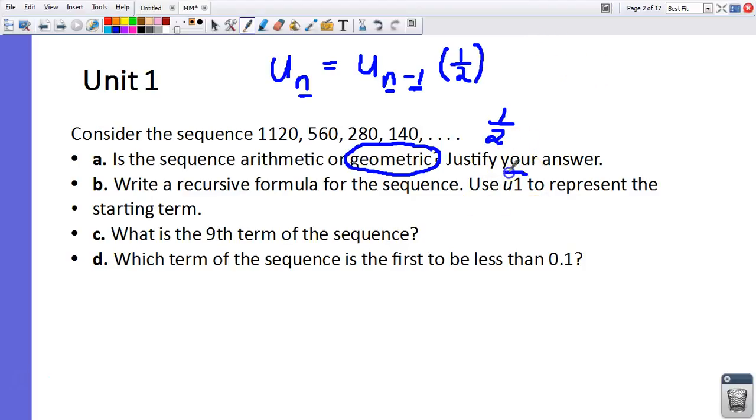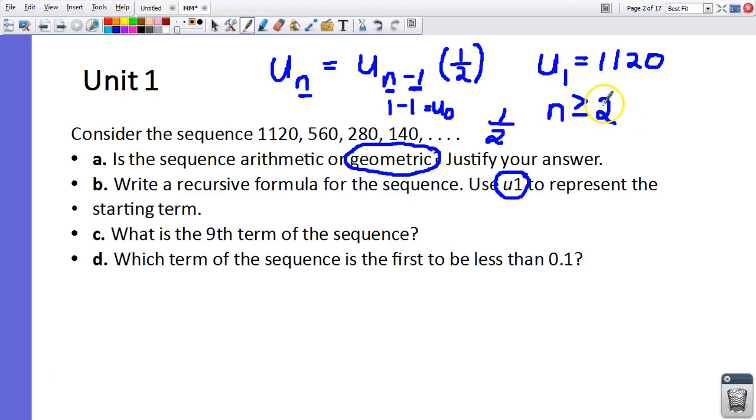And it says right here, use u sub 1 to represent the starting term. So we will say that u sub 1 is equal to 1,120. And then on the test and in real life, you should always put when n is greater than or equal to, in this case, it's going to be greater than or equal to 2, because if I put a 1 here for n, and then I subtract 1, that gives me u sub 0. But I don't have a u sub 0 term, I have a u sub 1 term, so my n value would be greater than or equal to 2.